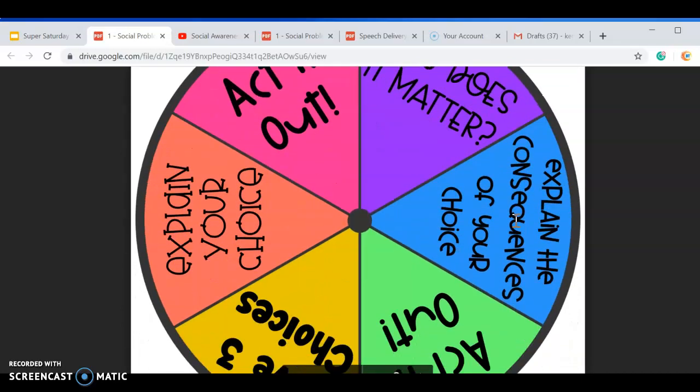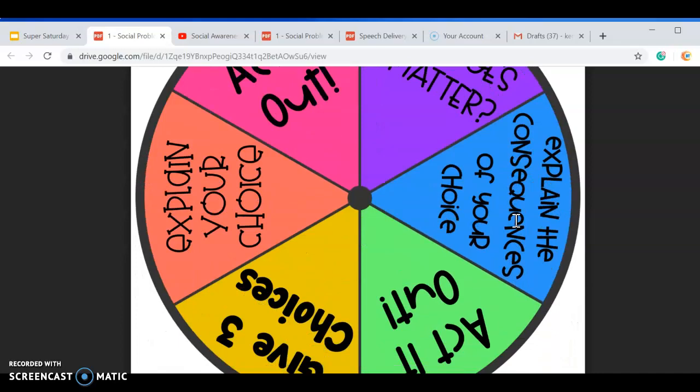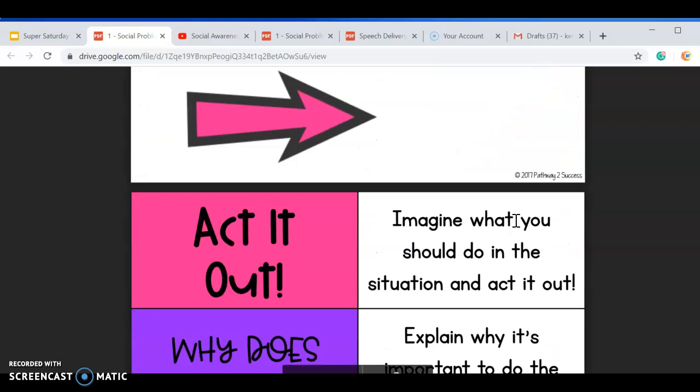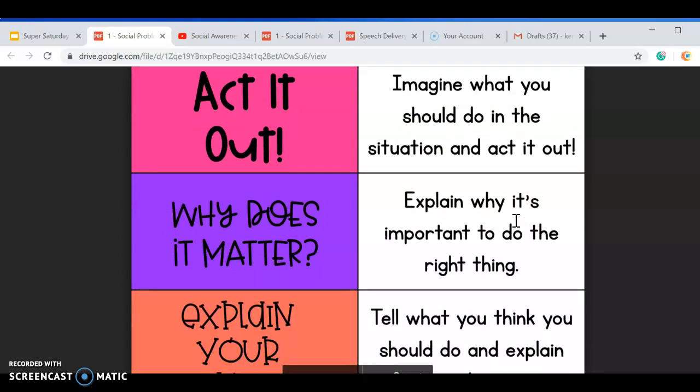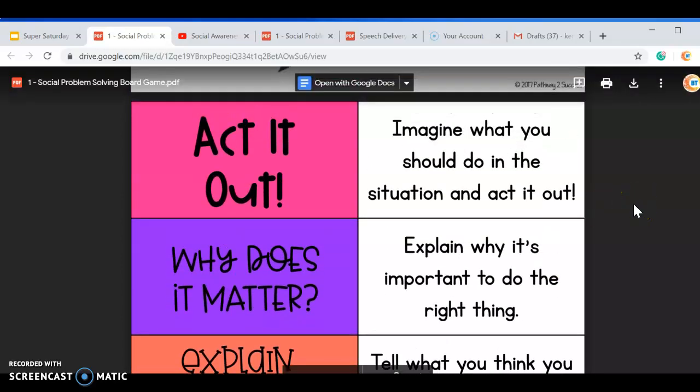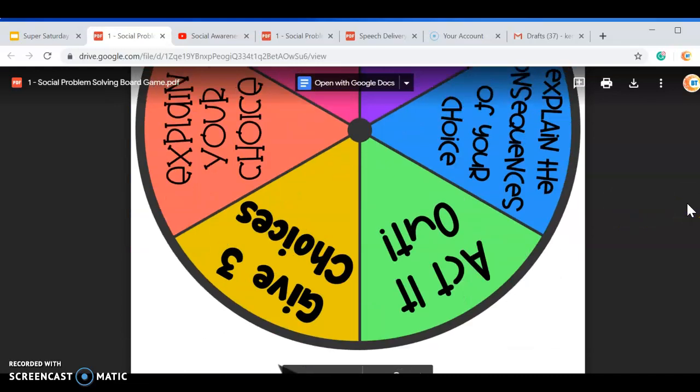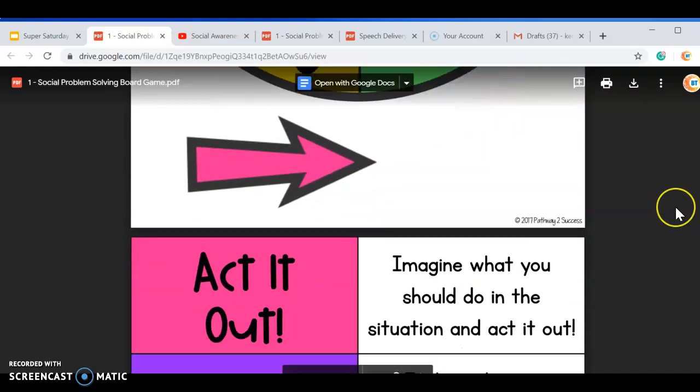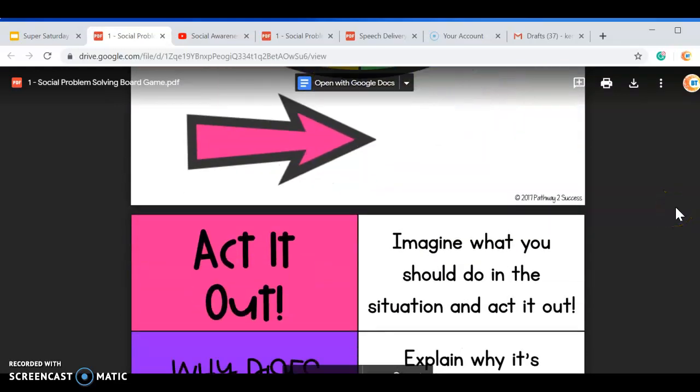This is the spinner, which will tell them once they land and choose a card what they will do with their particular card. And this is the actual descriptions or the instructions for each of the spinners. So if they land on, for instance, act it out, this is how you act it out. Imagine what you should do in the situation to act it out.